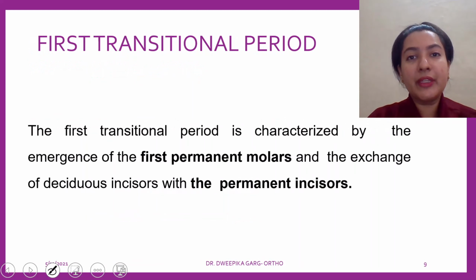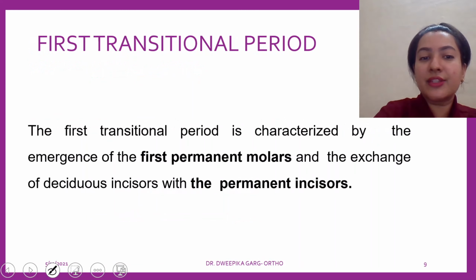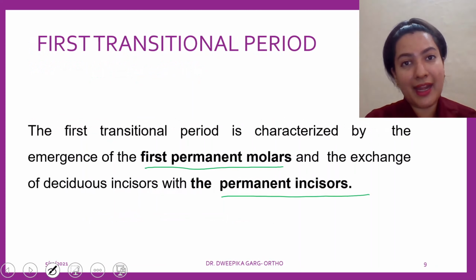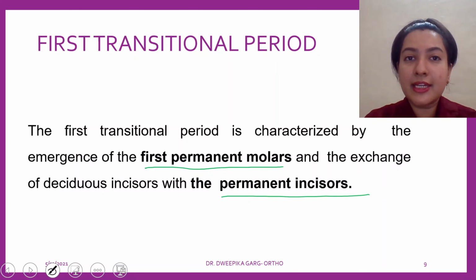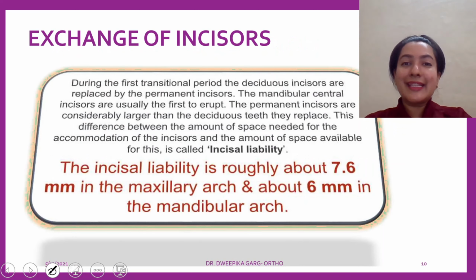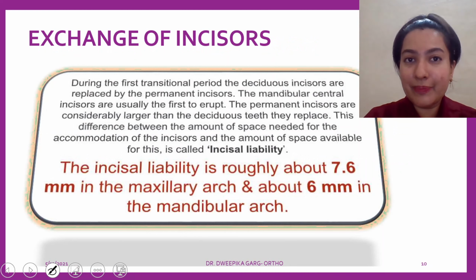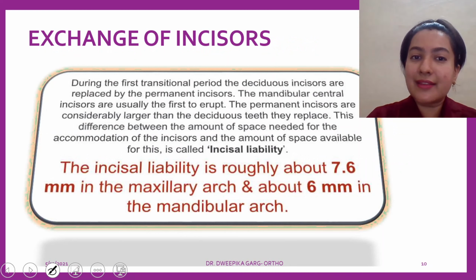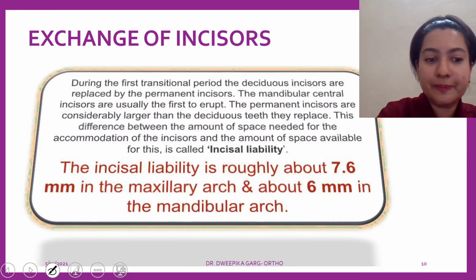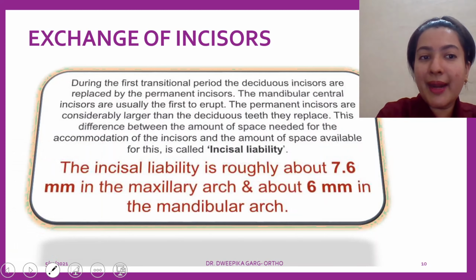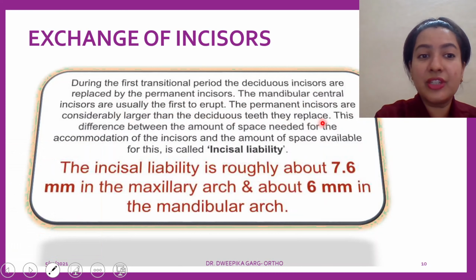In first transitional period, there are mainly two things which are occurring. That is, first permanent molar is getting erupted, and permanent incisors are getting erupted. So these are the two main events taking place in first transitional period. Now we know that there is a concept of incisor liability. During the first transitional period, the deciduous incisors are replaced by permanent incisors. The mandibular central incisors are usually the first ones to erupt. The permanent incisors are considerably larger than the deciduous teeth they replace.